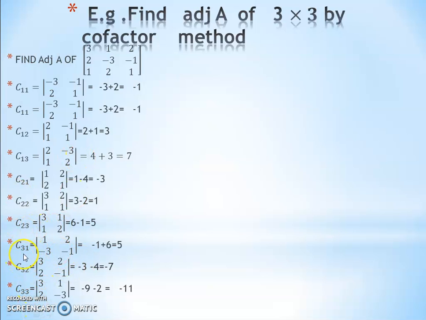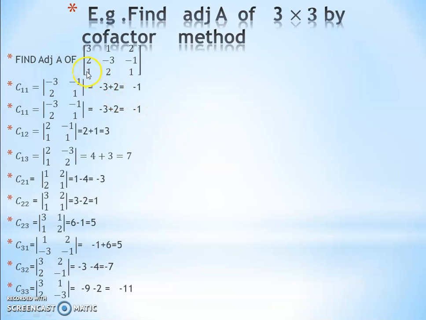C31 indicates third row, first column. Skip the third row, first column. The remaining is 1, 2, minus 3, 1. So I write here 1, 2, minus 3, 1. Minus 1 into 1 is minus 1. The middle is minus, but minus 3 into 2 is minus 6, so it becomes minus minus plus 6. 6 minus 1 is 5.